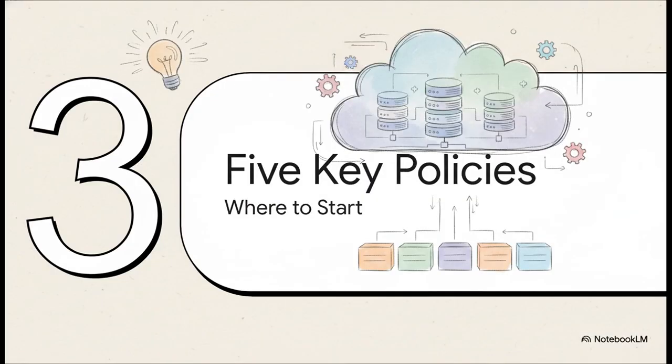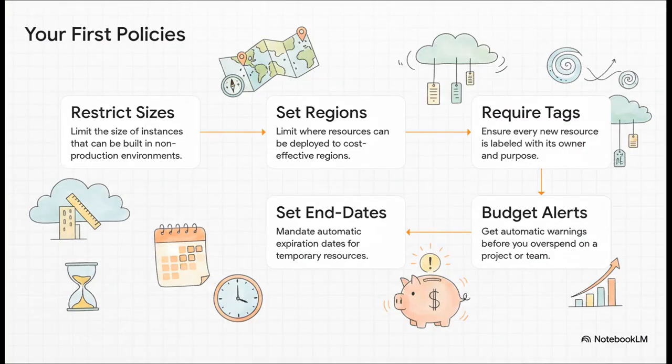So, where do you begin? This can feel pretty overwhelming, but it really doesn't have to be. Here are 5 foundational policies straight from the source material that you can implement right away to get some quick wins. This slide basically lays out your first roadmap. It's a fantastic starting point. We're going to cover 5 simple but incredibly powerful rules. Controlling the size and location of your resources, requiring tags so you know who owns what, setting up budget alerts, and, my favorite, mandating end dates for projects.